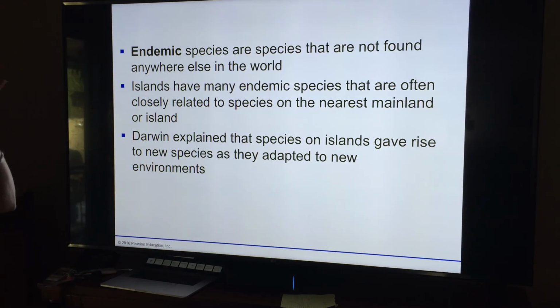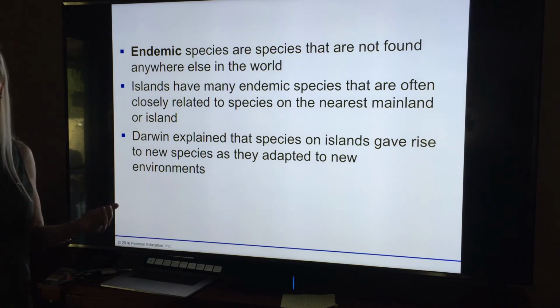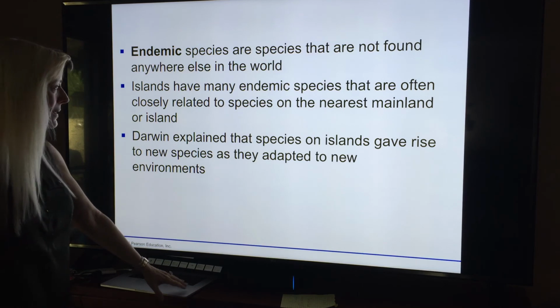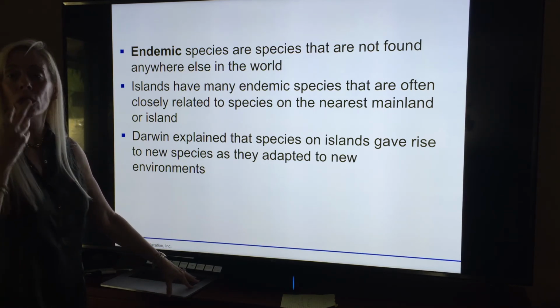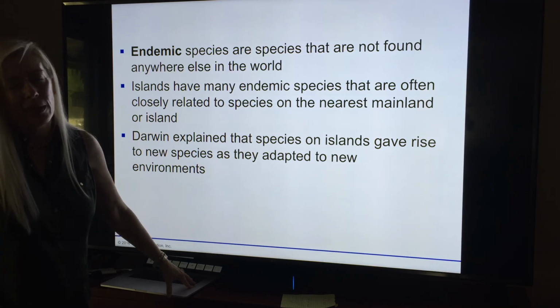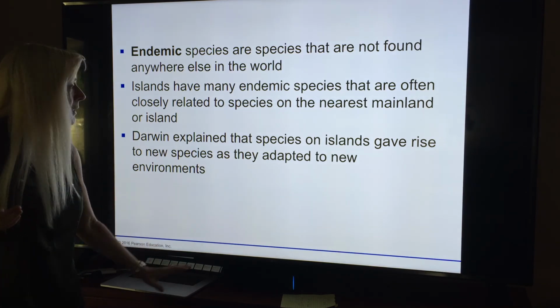So, oh look, there's the word. Endemic species are species that are not found anywhere else. Islands have endemic species. And Darwin explained that species on islands gave rise to new species as they adapted to their environment. Once again, you can look at the finches, you can look at their beaks, you can also look at their feet, but you're not going to look at either one, just understand the concept.